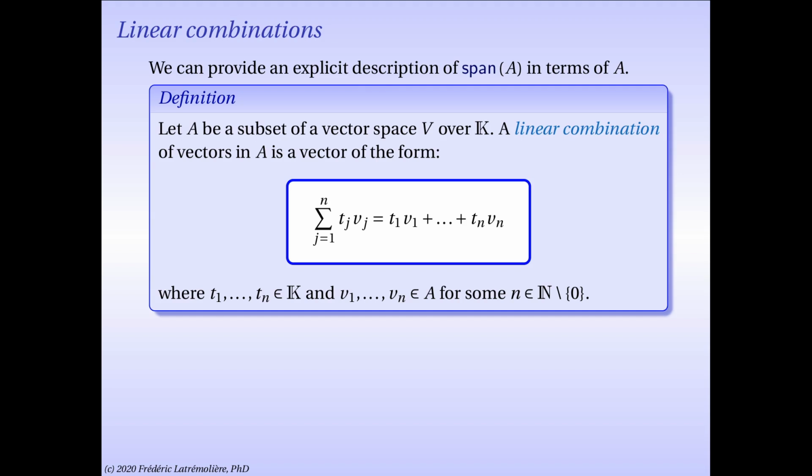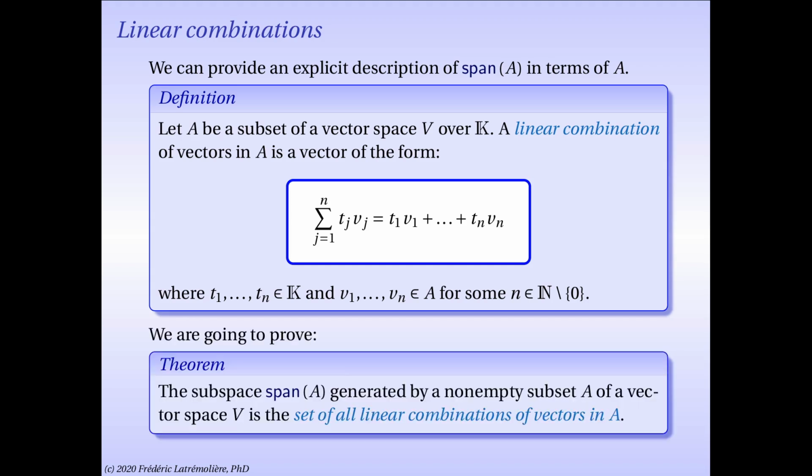A linear combination of vectors in A is a vector of V of a very specific form, namely it's given as T1 V1 plus T2 V2 plus etc. plus Tn Vn, where T1, T2, etc. Tn are scalars, and V1, V2, etc. Vn are elements of A for some natural number n. So, in other words, a linear combination of vectors in A is simply the sum of scaled vectors from A.